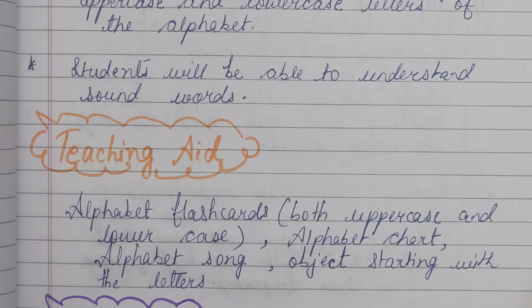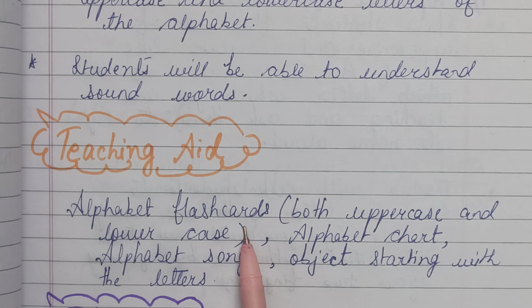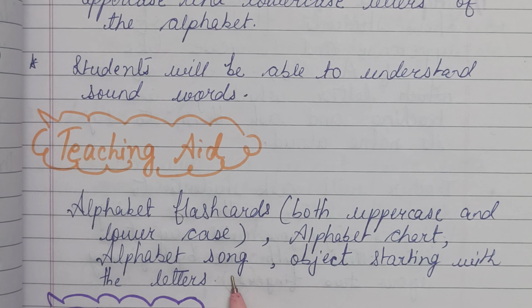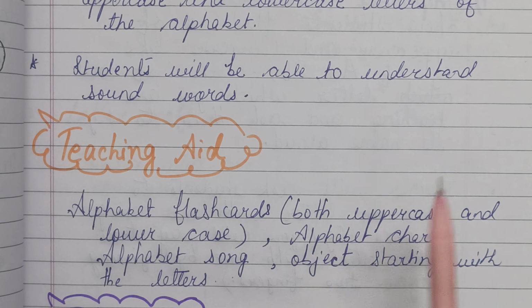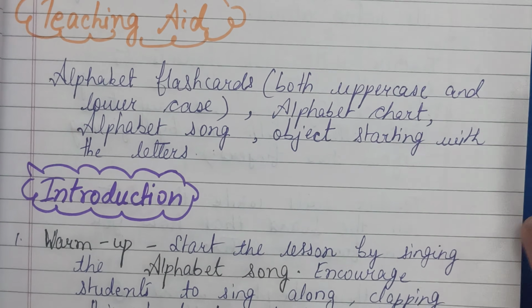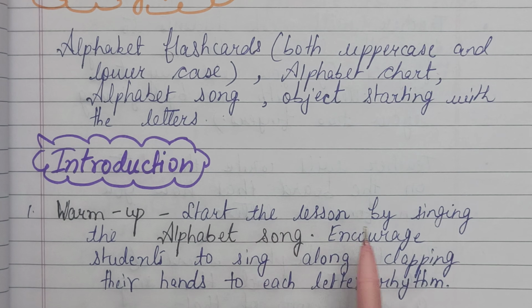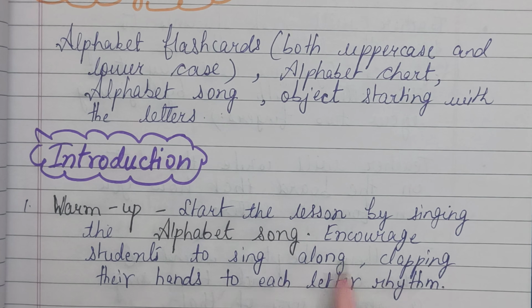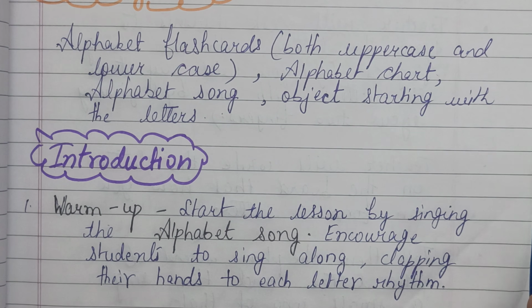Now, teaching aids: alphabet flashcards, both uppercase and lowercase, alphabet chart, you can use alphabet song, and objects starting with the letters. Introduction. So, for warm up, start the lesson by singing the alphabet song. Encourage students to sing along, clapping their hands to each letter rhythm.